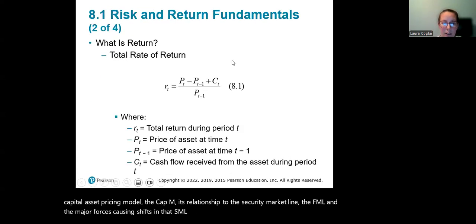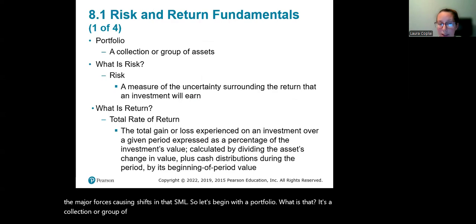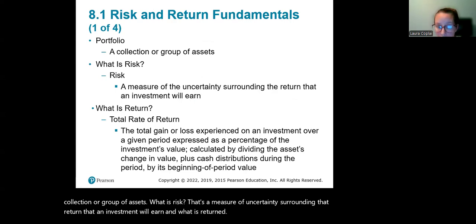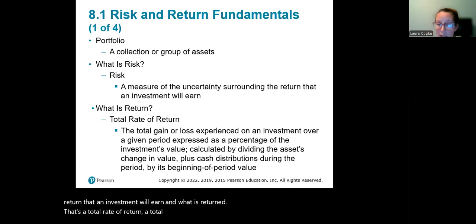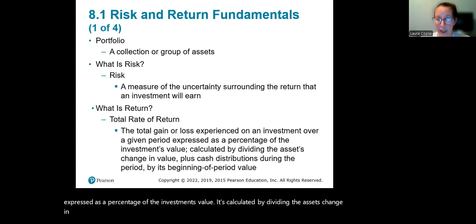So let's begin with a portfolio. What is that? It's a collection or group of assets. What is risk? That's a measure of uncertainty surrounding the return that an investment will earn. And what is return? That's a total rate of return, a total gain or loss expected on an investment over a given period, expressed as a percentage of the investment's value. It's calculated by dividing the asset's change in value plus cash distributions during the period by its beginning-of-period value.